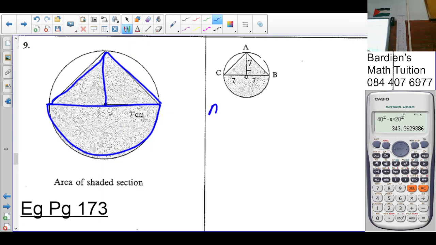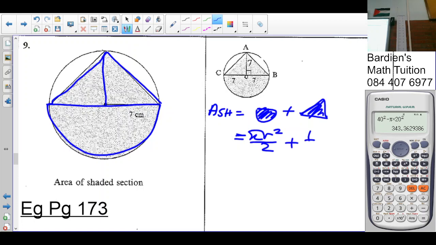So the area of the shaded region is going to be the semicircle plus the triangle. Not so? How do you calculate the area of a semicircle? Well, how do you calculate the area of a circle? Pi r squared divided by 2. Why? Semi. Plus, how do you calculate the area of a triangle? Half base times perpendicular.